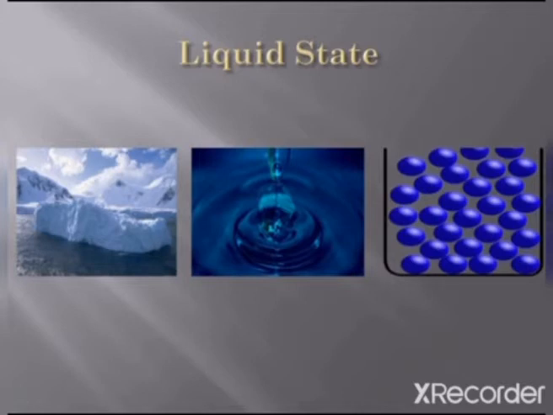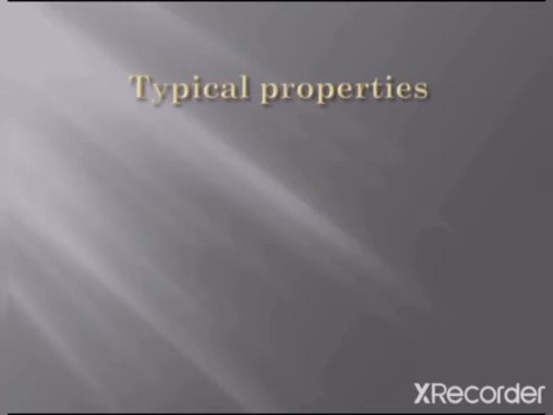If we look at the particle nature of liquid, we will find that liquid molecules are apart from each other. They can slide past one another. Because of this, liquid has definite volume and definite shape. The intermolecular forces are stronger than in gases. Now, some typical properties of liquid are: number 1, evaporation. Number 2, vapor pressure.